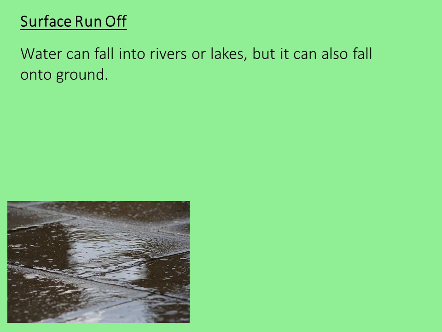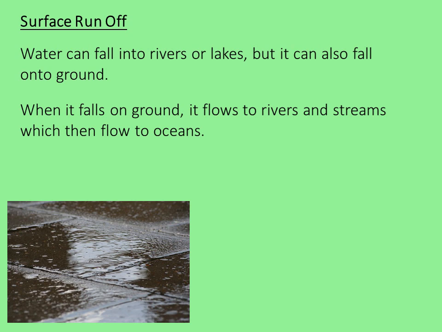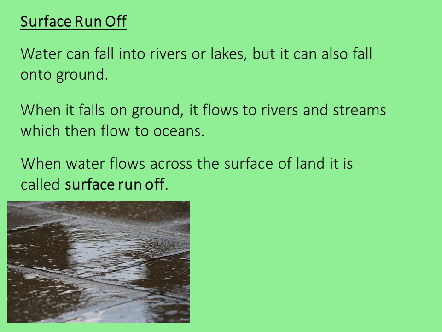Surface runoff. Water can fall into rivers and lakes or oceans, but it can also fall onto the ground. And then when it falls onto the ground, it makes its way towards rivers and streams, which then make their way back to the oceans. When water flows across the surface of land, it's called surface runoff.